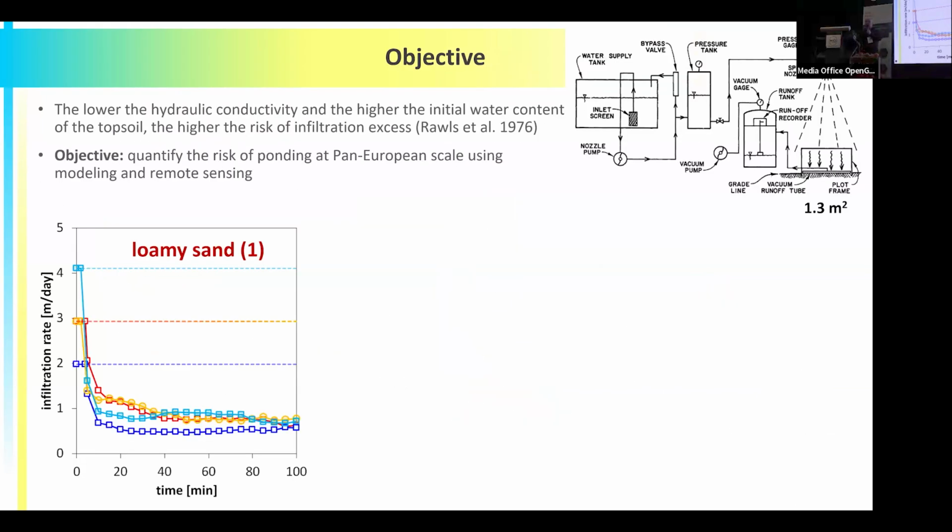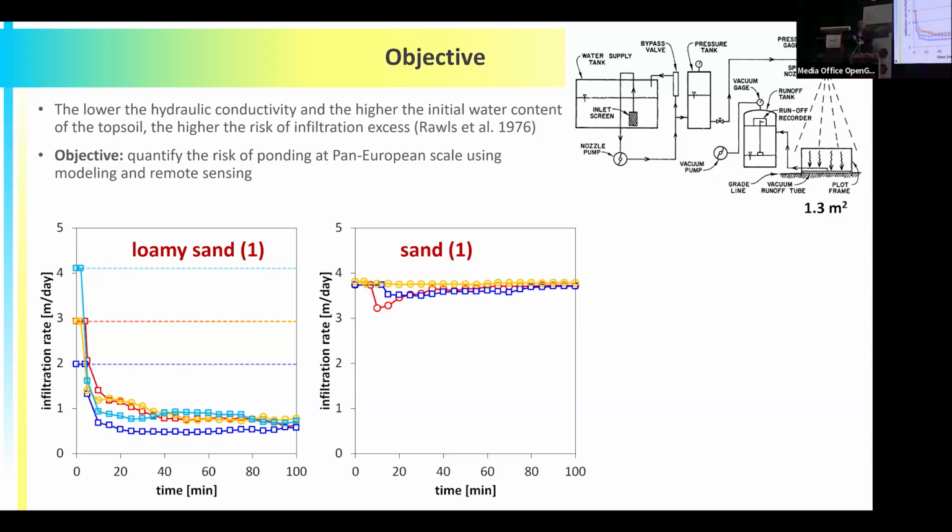To show you a bit on what this depends, I show you here very old measurements conducted more than 50 years ago. In this first plot, for a loamy soil, you have different irrigation rates, and then you measure how much of this water can infiltrate and how much is running off. You see quite quickly, after 10-15 minutes, not all water can infiltrate and the runoff starts to occur. When you compare this with the sand, which has a much higher saturated hydraulic conductivity, there is almost no ponding.